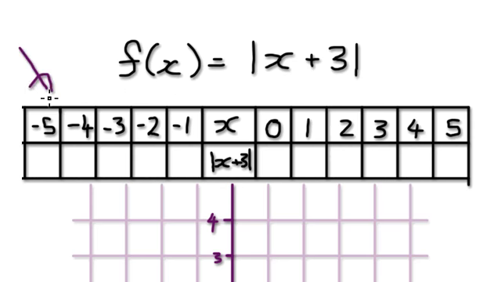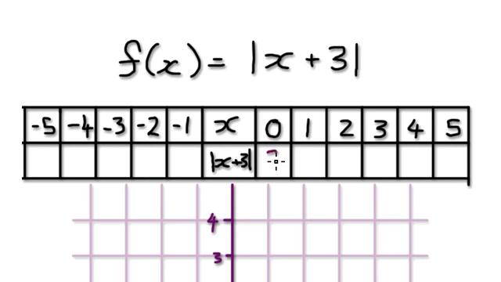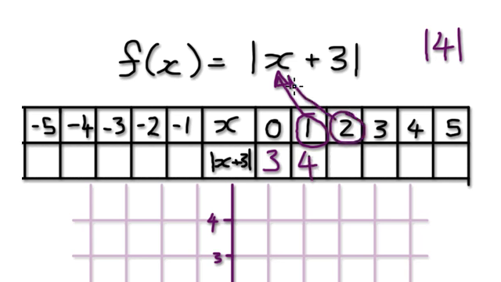Okay, let's fill in this table for the time being. So when x equals 0, you put 0 into here, so it'd be 0 plus 3. This whole thing here is 3, so it's like you're finding out the absolute value of 3, which is 3. Now you put 1 into here. 1 plus 3 is 4, so it's the absolute value of 4, which is 4. And then if you put 2 into here, 2 plus 3 will be 5, so it's the absolute value of 5, which is 5.